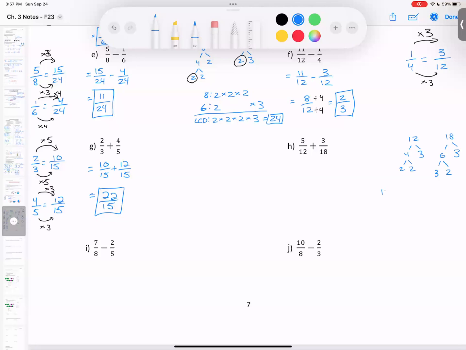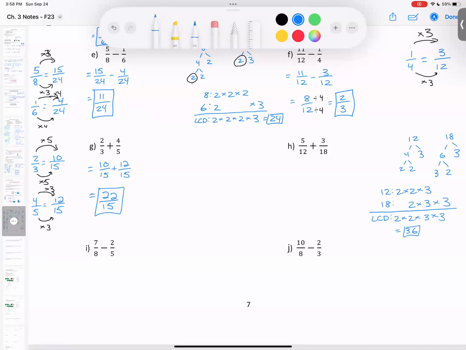So if I do my prime factorization chart, I've got 12 is 2 times 2 times 3. 18 is, there's a 3 in common, there's a 2 in common, then we've got an extra 3 to go on the end. So our LCD is going to be 2 times 2 times 3 times 3, which is 36.